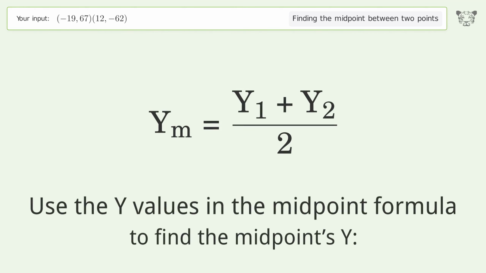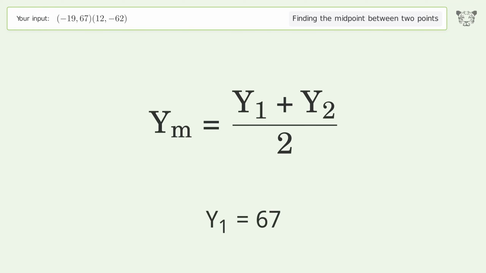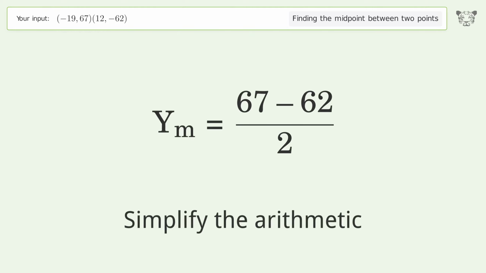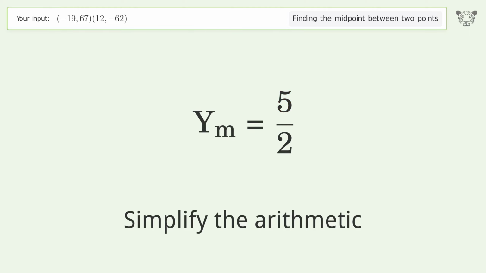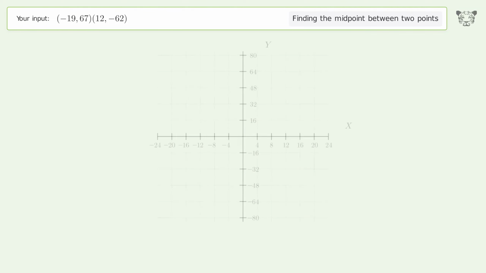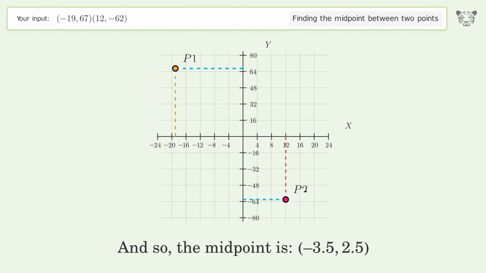Use the y values in the midpoint formula to find the midpoint's y. y1 equals 67. y2 equals negative 62. Simplify the arithmetic. And so, the midpoint is, negative 3.5, 2.5.